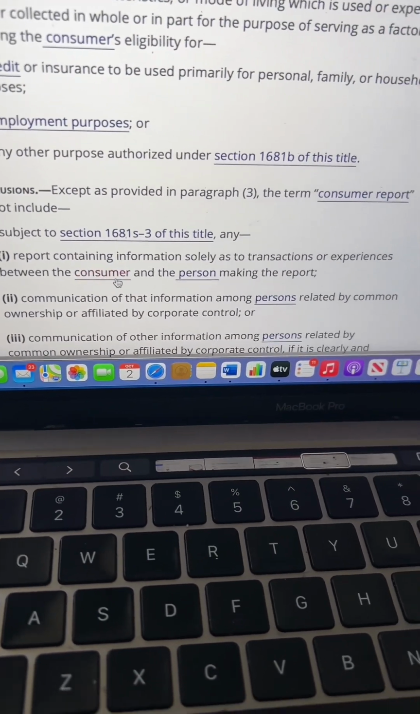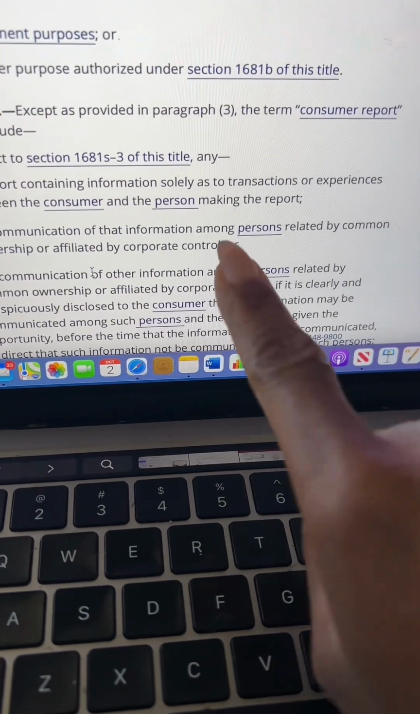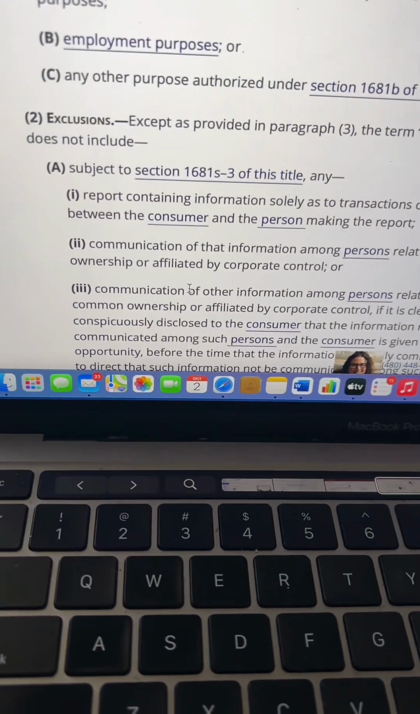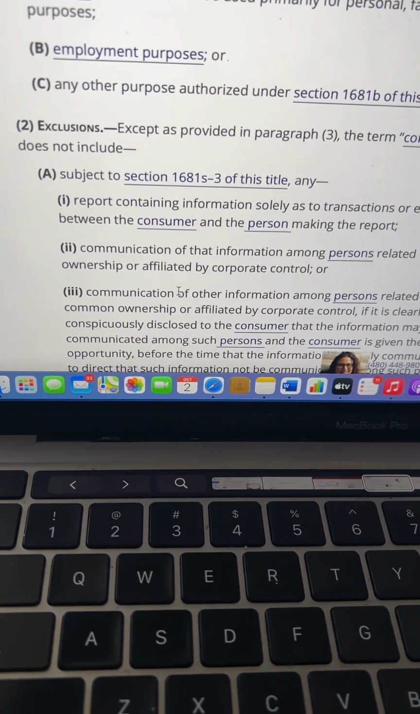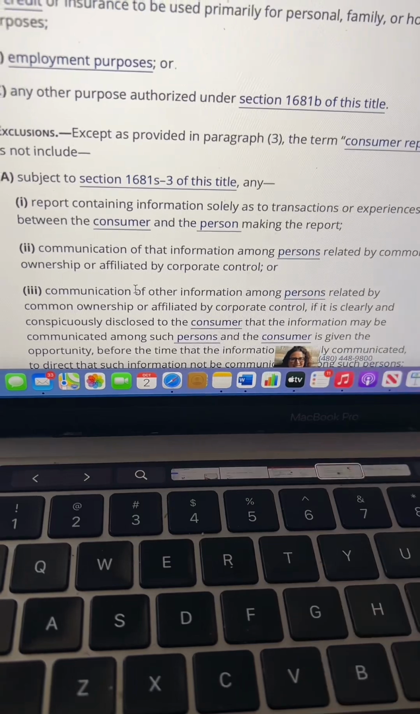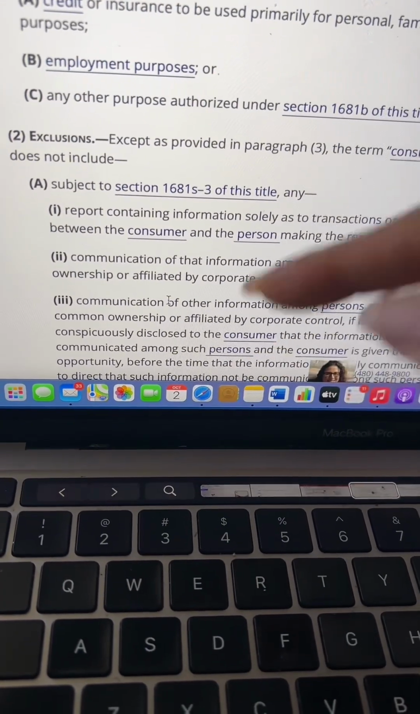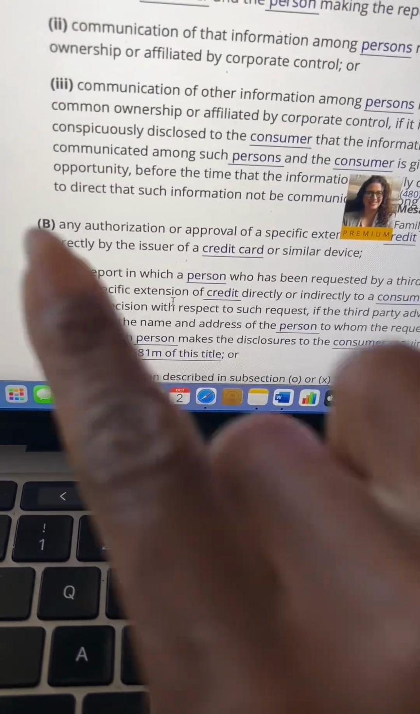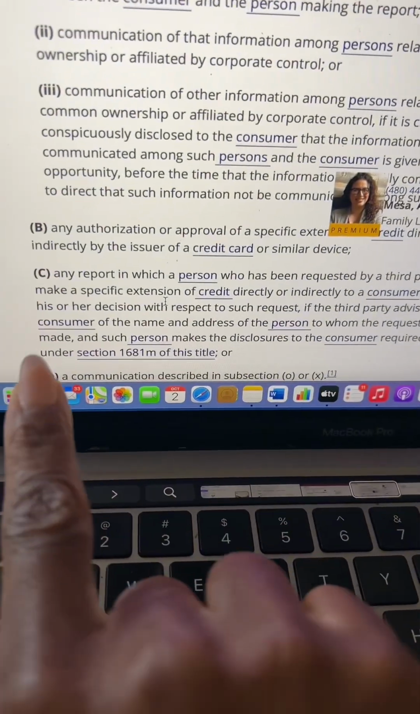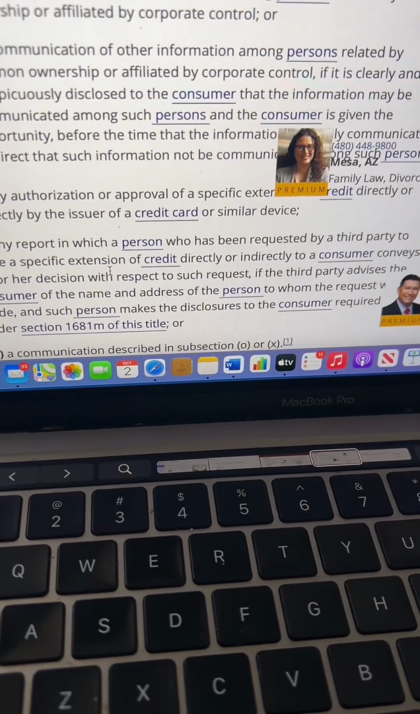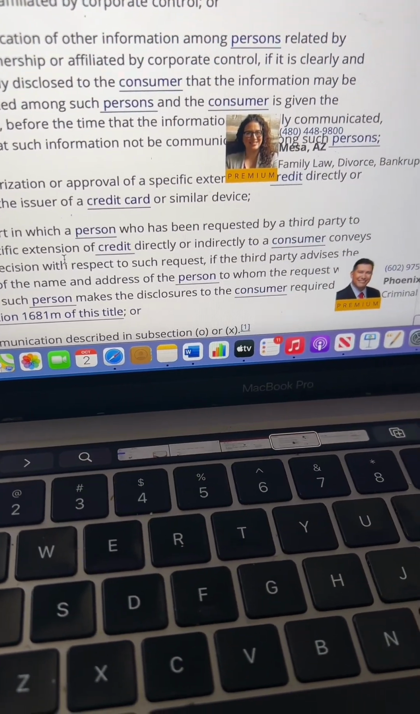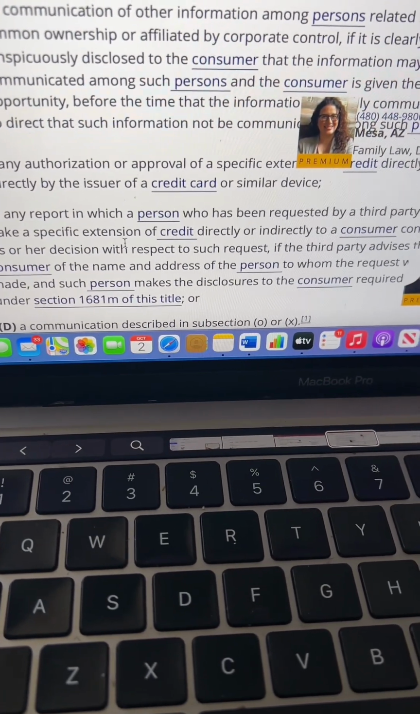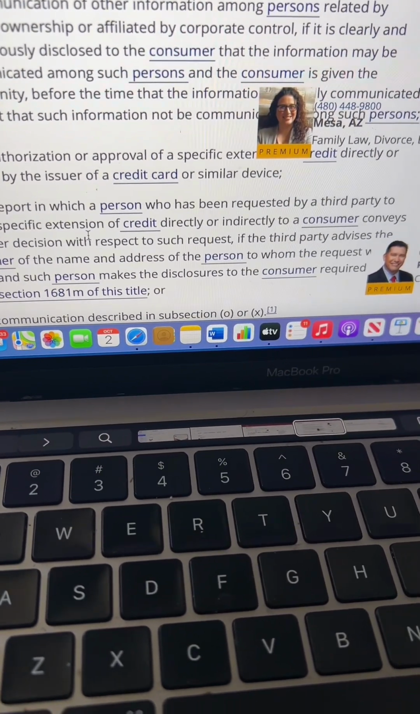Now we got all over TikTok, all over social media, people talking about transactions and experiences. And I even spoke on it too. Transactions and experiences do not belong on your consumer report, but we're going to go down. Anything they say after this is not included in your consumer report. So let's go down. This is the section that I want to talk about. B, any authorization or approval of a specific extension of credit directly or indirectly by the issuer of a credit card or similar device.